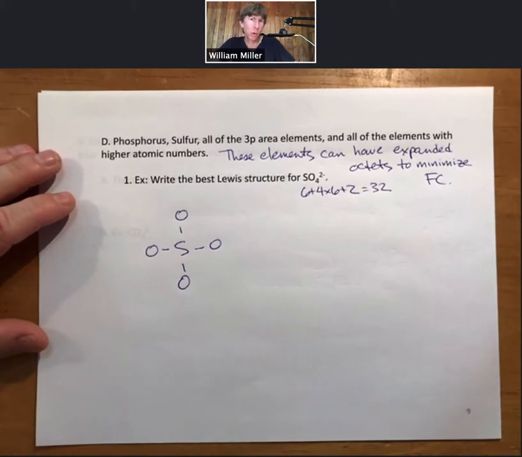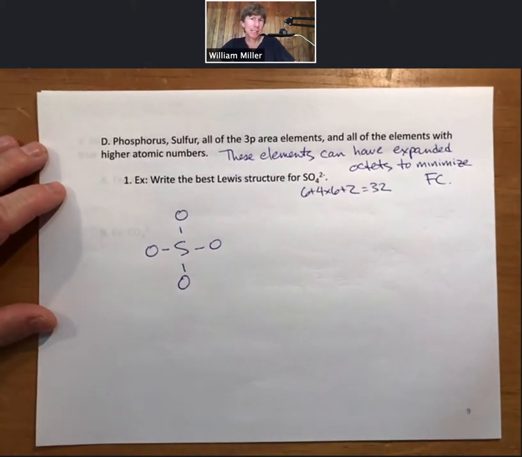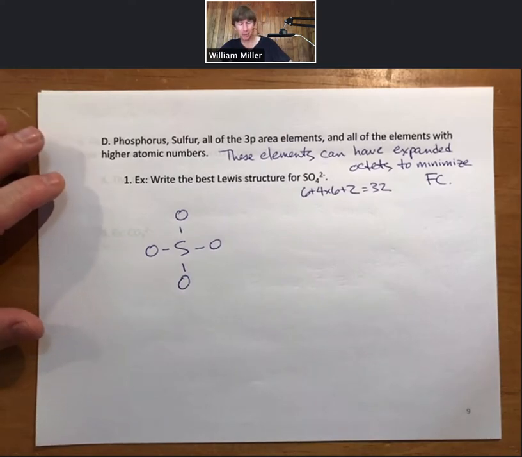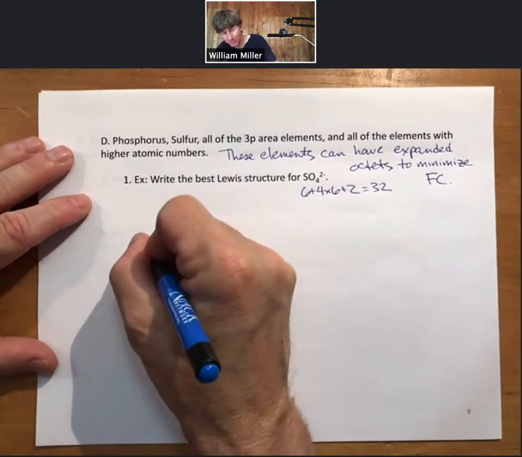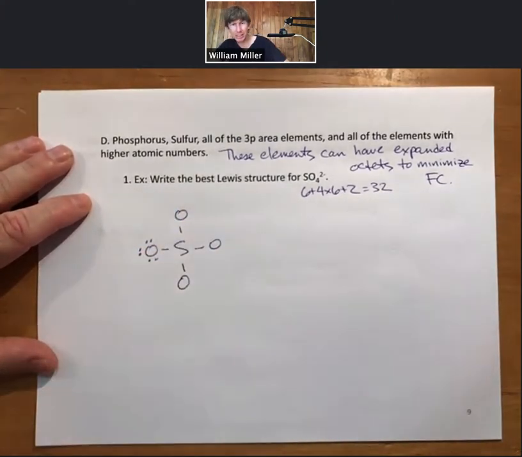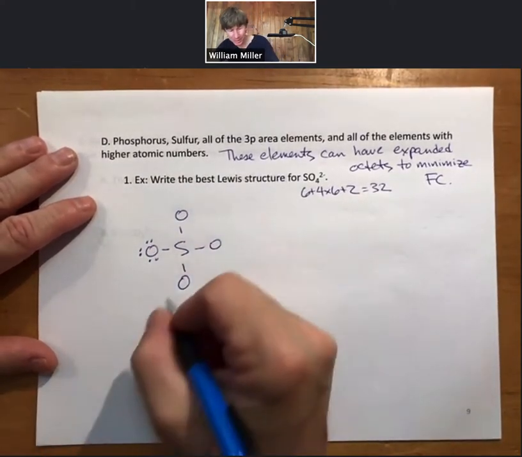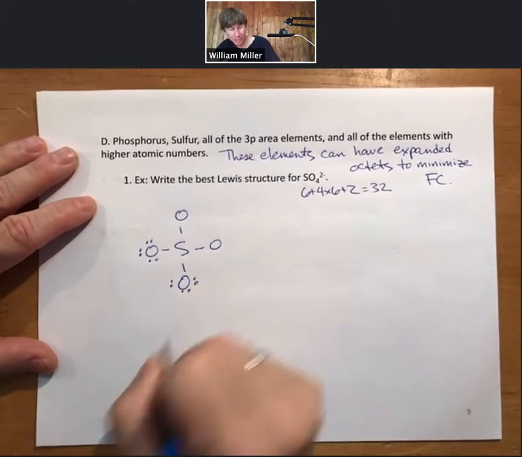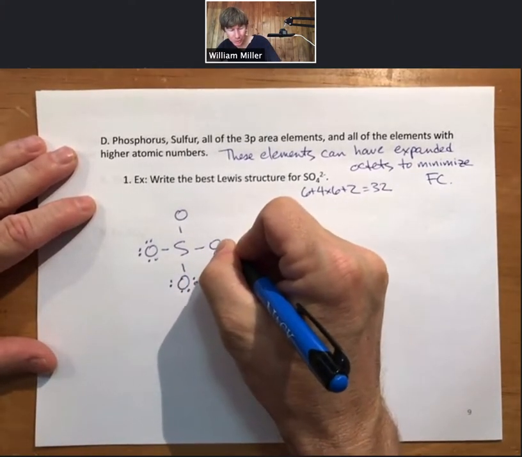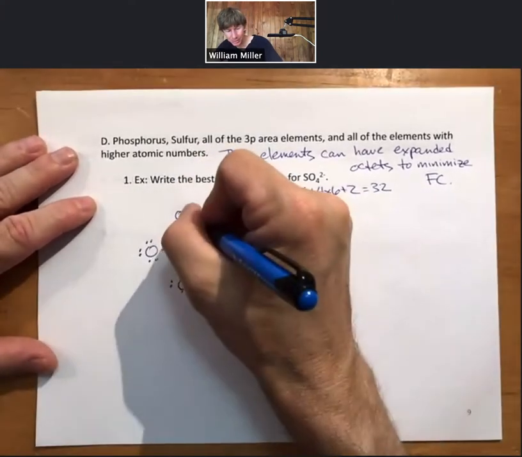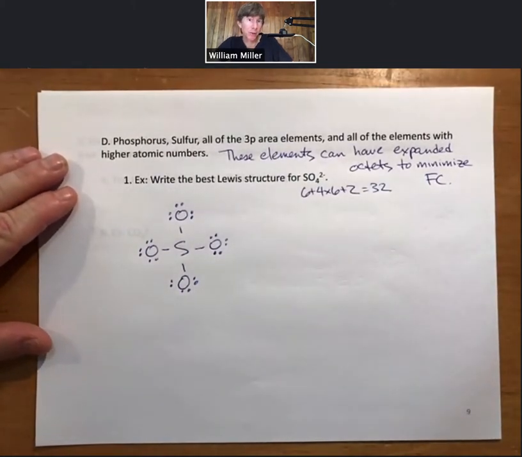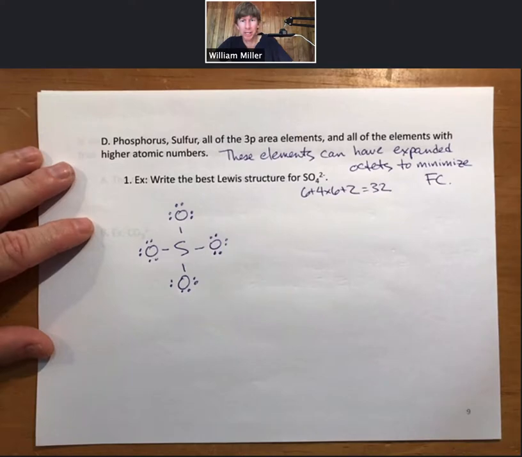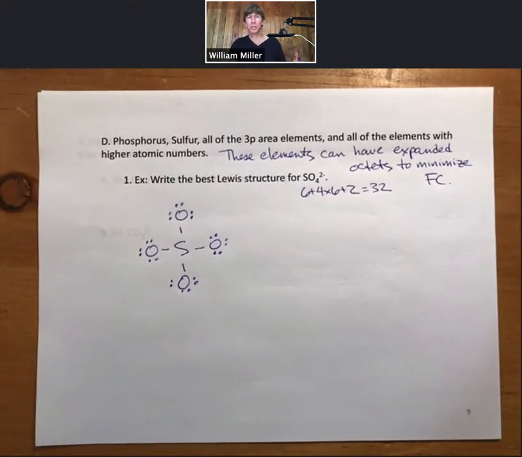About the only time you have more than one central atom is if carbon's in the molecule, and we'll talk about that more. I have 2, 4, 6, 8 electrons. Now let's go ahead and do 10, 12, 14, the oxygen there has an octet, 16, 18, 20, 22, 24, 26, 28, 30, 32. And so we have all of our electrons in there, and everybody has an octet. So we are finished with the first portion, the initial set of rules.